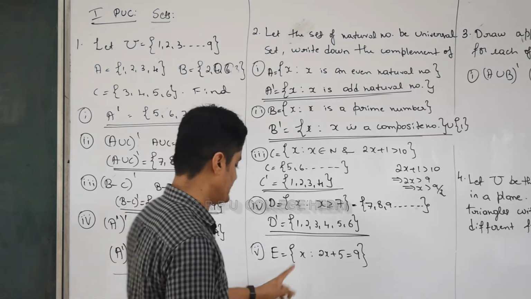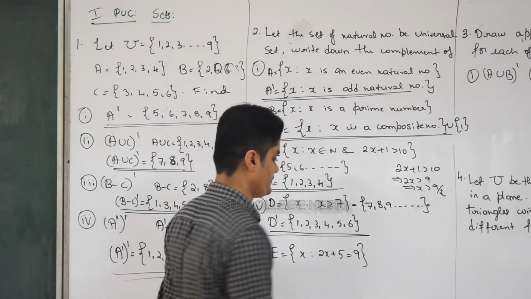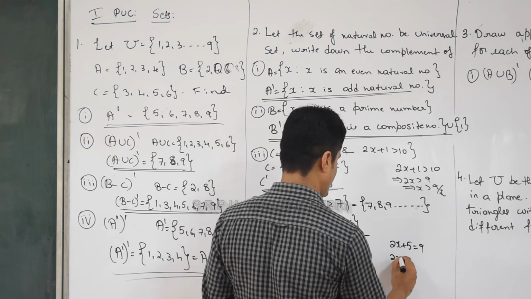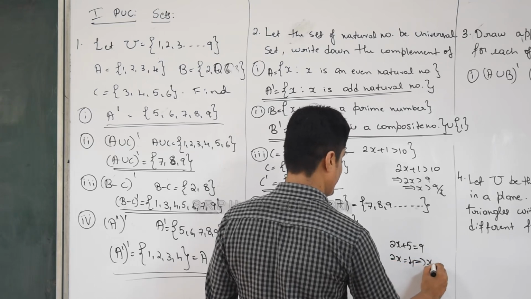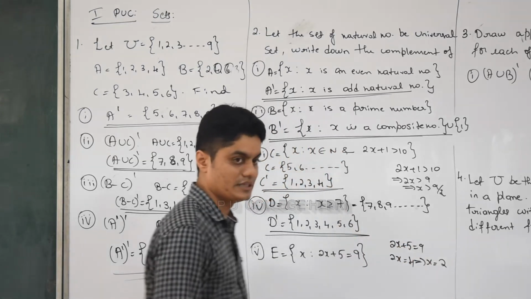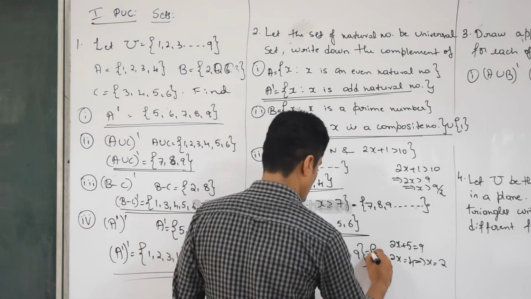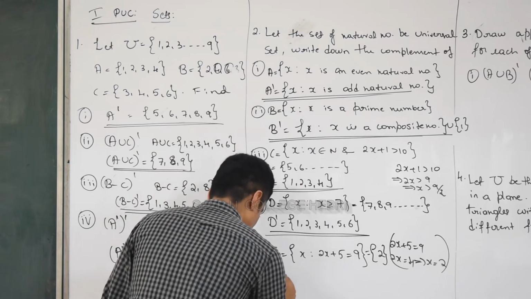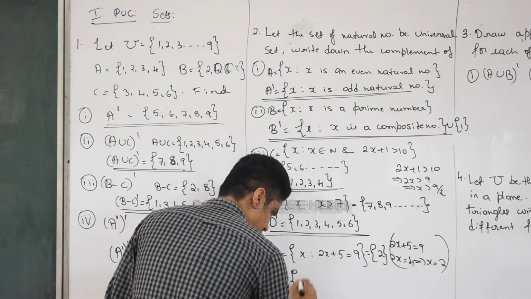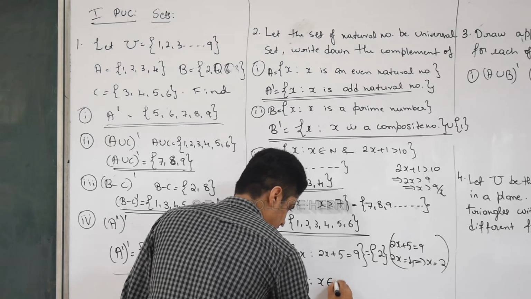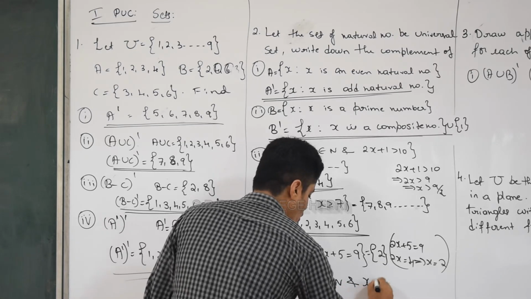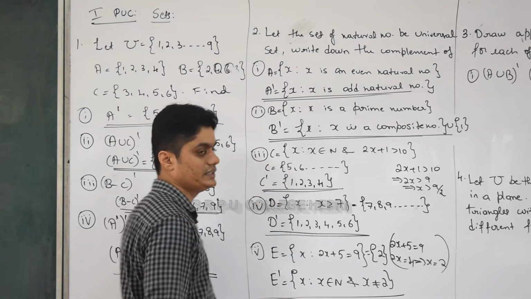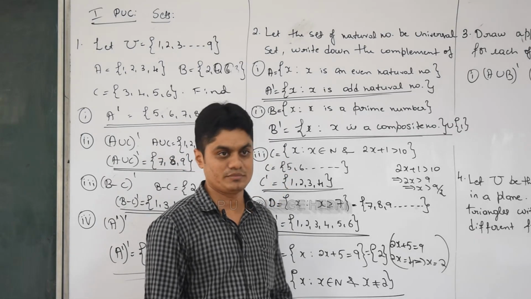So let me take the fifth question as E. E is equal to the set of all natural numbers x such that 2x plus 5 is equal to 9, that is, 2x is equal to 4. This implies x is equal to 2. Only one number. The set E is nothing but the singleton 2. So what is E complement? E complement is the set of x such that x belongs to N and x is not equal to 2. Remaining all the elements, all the natural numbers you can consider except 2.